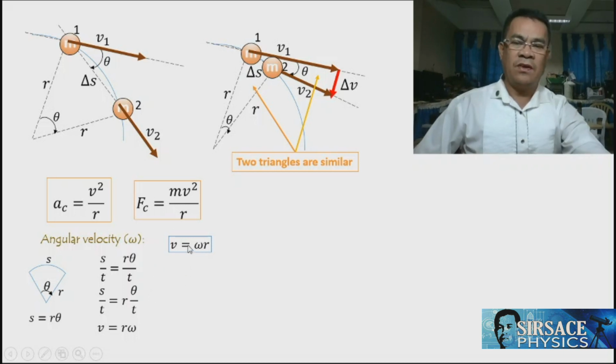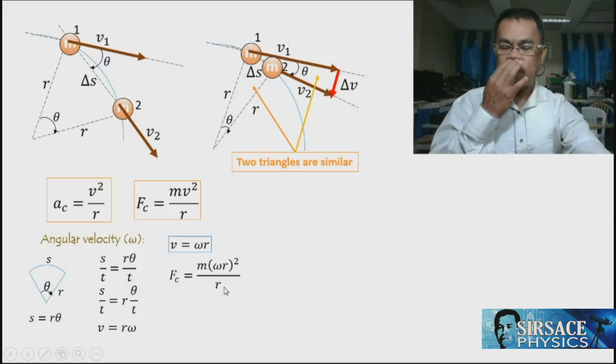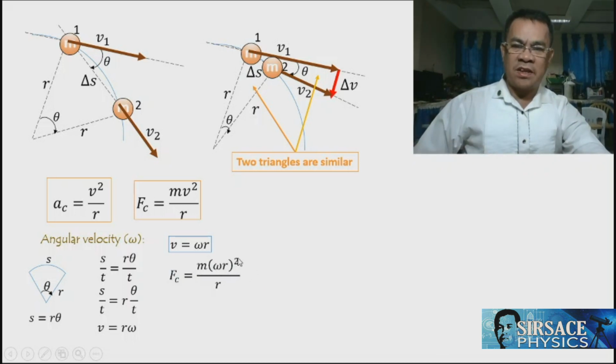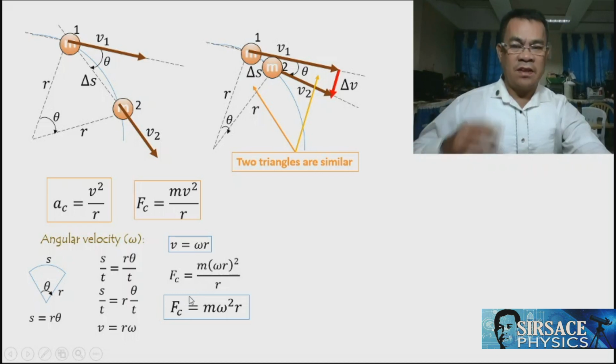So in the problem, if given the angular velocity or angular speed, you have to substitute this for the linear velocity here. What will happen if you substitute this into the velocity? The result is the square of the angular velocity and the square of r. Then take note, we have r in the denominator. We can cancel one r, leaving m omega squared r. So this is the centripetal force in terms of the angular velocity.